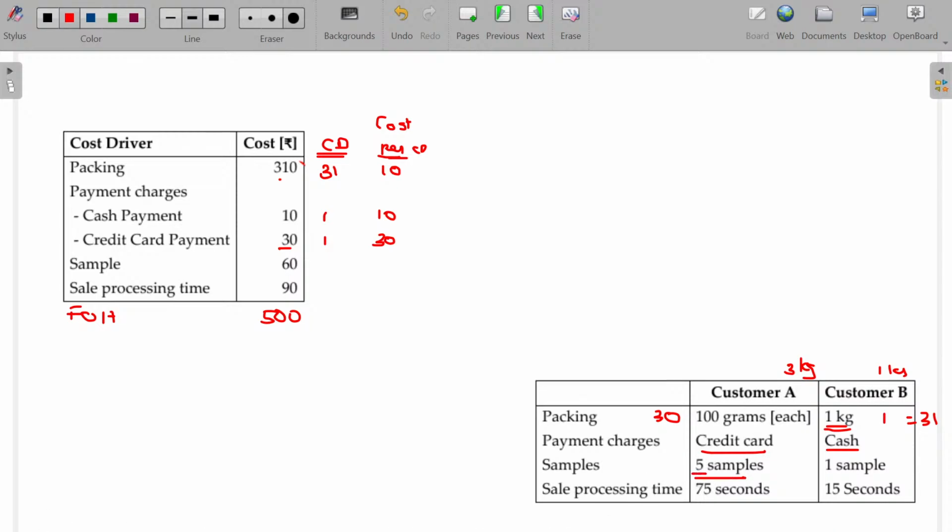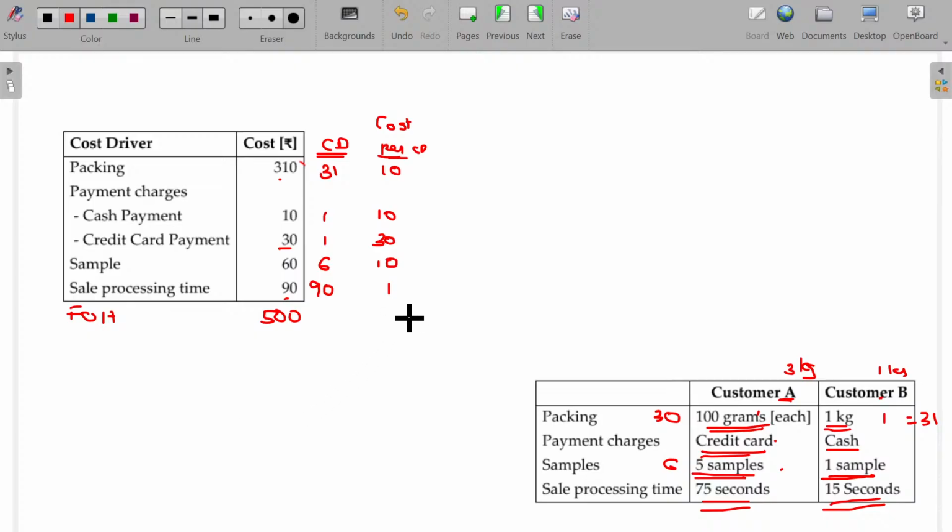And customer A came for getting the samples, almost 5 samples, and customer B took 1 sample, so almost 6 samples were taken. For 6 samples, the overall cost for the company is 60, so the cost per cost driver is 10 rupees. Customer A demanded various requirements like a 100 grams pack, credit card, and 5 times tasting the sweets, which leads to 75 seconds of the salesman's time. But customer B took just 15 seconds to finish his purchase and left. For the 90 seconds, 90 rupees is the cost, otherwise 1 rupee is the cost per second.